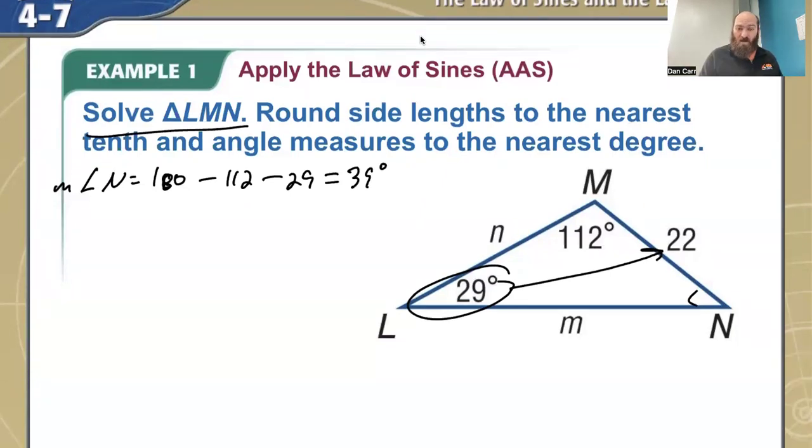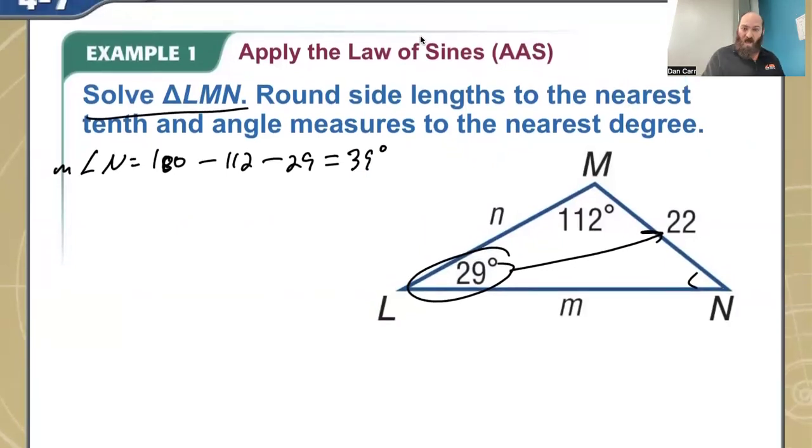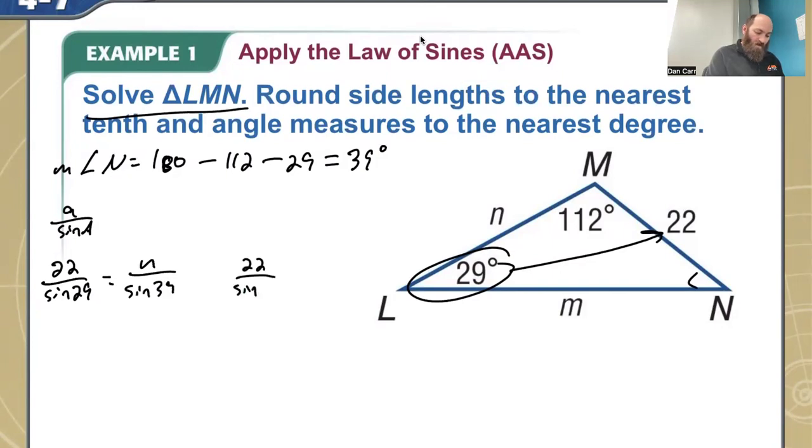Now to find my missing side lengths for n and m, I'm going to set up my ratios. Since I have 22 and 29, I personally like to do this. If I'm looking for side lengths, I'm going to do the version where I put a over the sine of A, putting those on top. So my first ratio is 22 divided by the sine of 29. That's the one I know. Everything else still needs to be set up. So for example, n is going to go over the sine of 39. And I'm going to do it again: 22 over the sine of 29 equals m over the sine of 112.